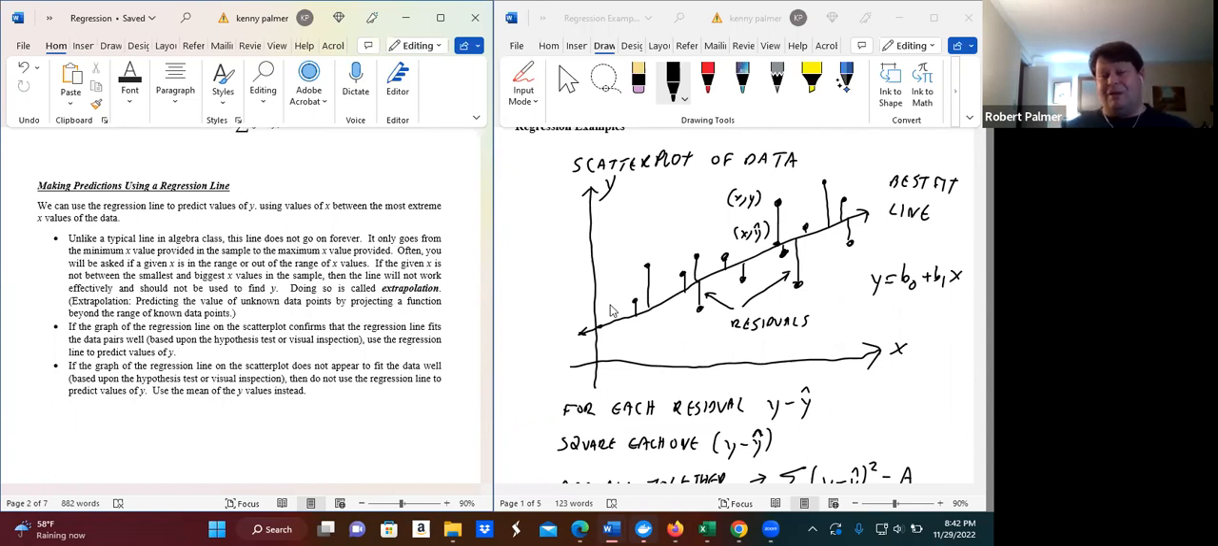Often we don't have that data, and there could be some other kind of trend going on, so you have to be careful about doing it. Trying to predict beyond the data you have is called extrapolation, and that can be dangerous if you do that.